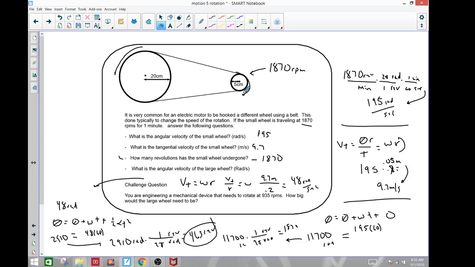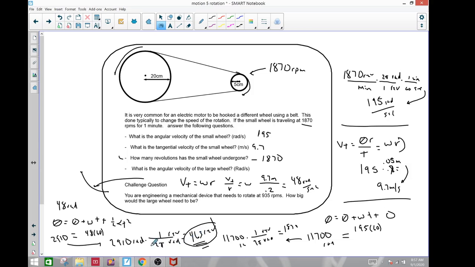The last question says you are an engineer, and you are engineering a mechanical device that needs to rotate at 935 RPMs. How big must the wheel be? Okay, so that's a little bit of a challenge question here. Let's just talk about it for a moment. Essentially we want to rotate backwards. All right, and I'm going to let you figure it out, but I want this number right here to be 935, so you could put that in there.